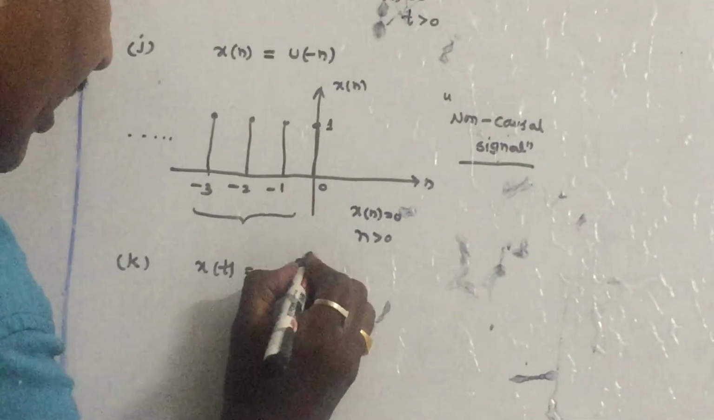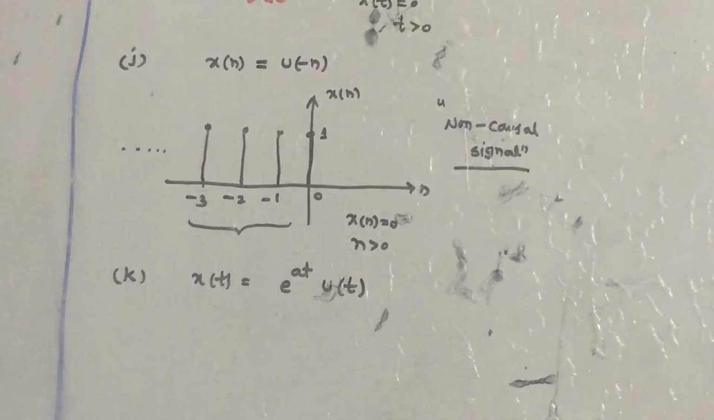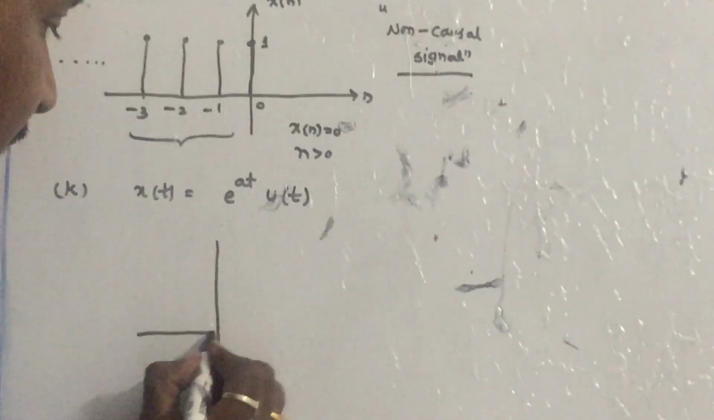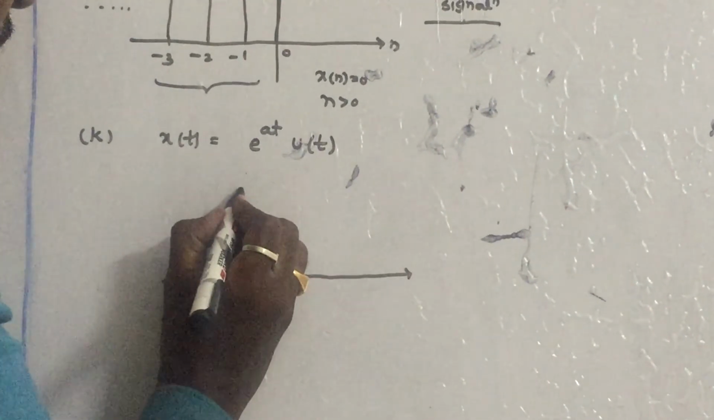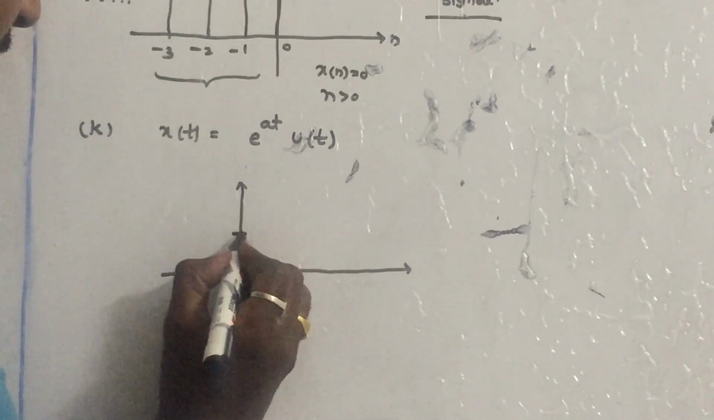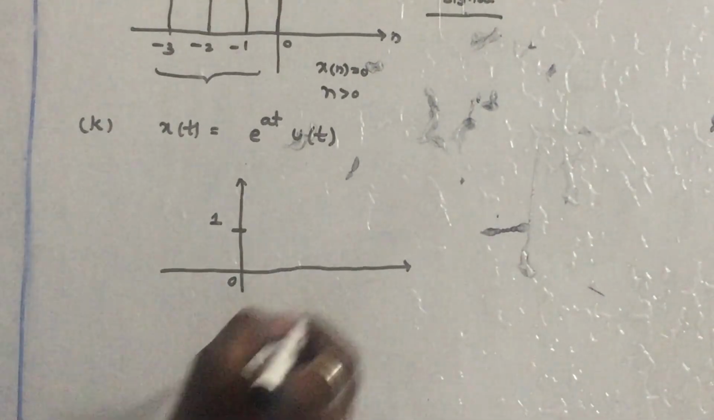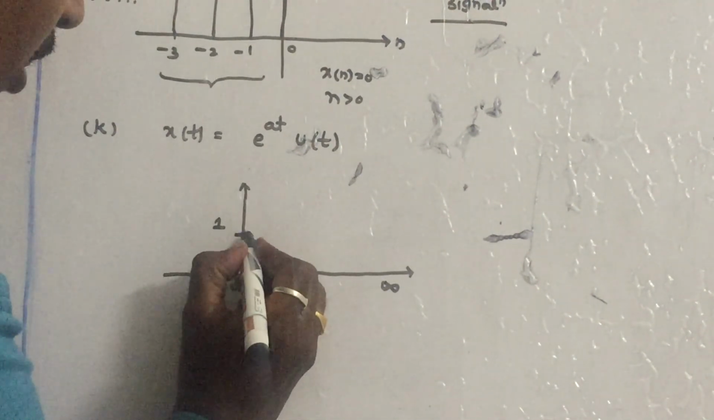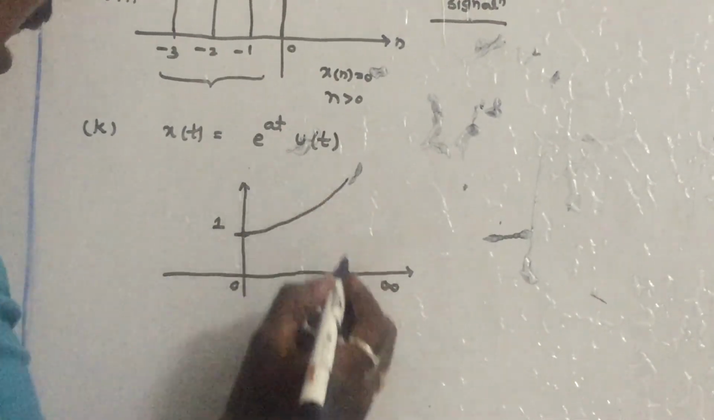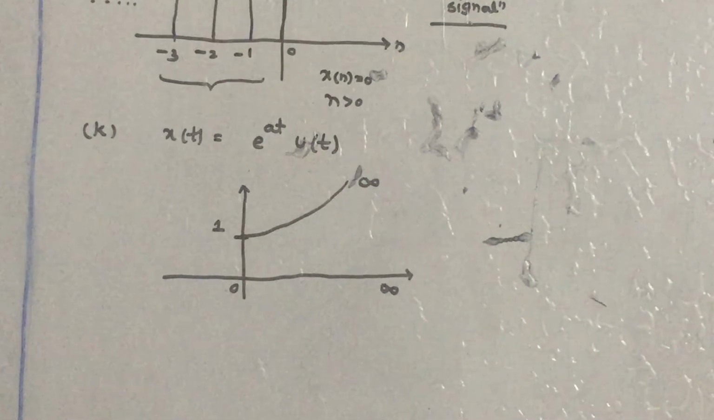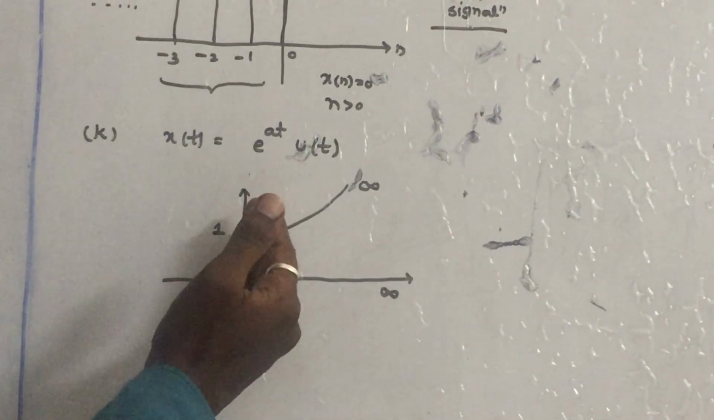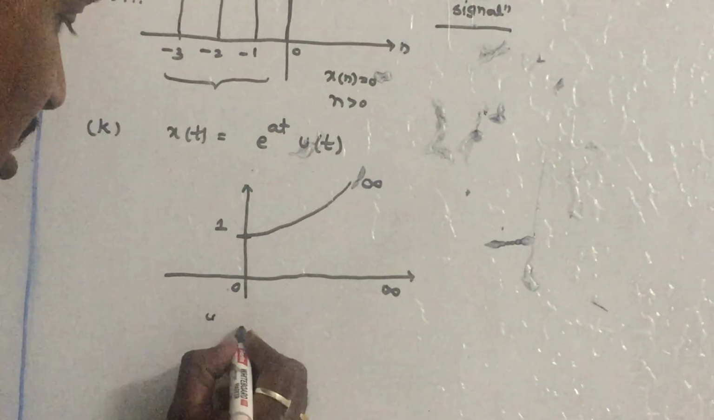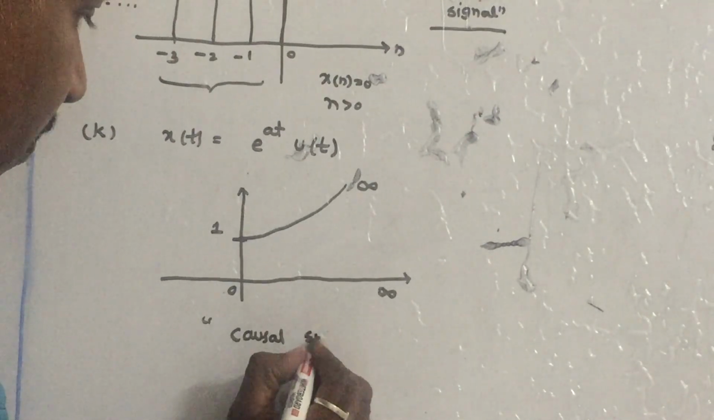Let us take one more example. x of t is equal to e power at into u of t. So let us see what is the nature of signal. Because of u of t multiplication, the signal starts always from t is equal to 0. At t is equal to 0, what is the amplitude of the signal? If you substitute, e power 0 is 1. At t is equal to infinity, the signal amplitude reaches infinity. So the signal should be drawn like this. You can clearly see that the signal exists from t is equal to 0 onwards. So what kind of signal is this? This is a causal signal.